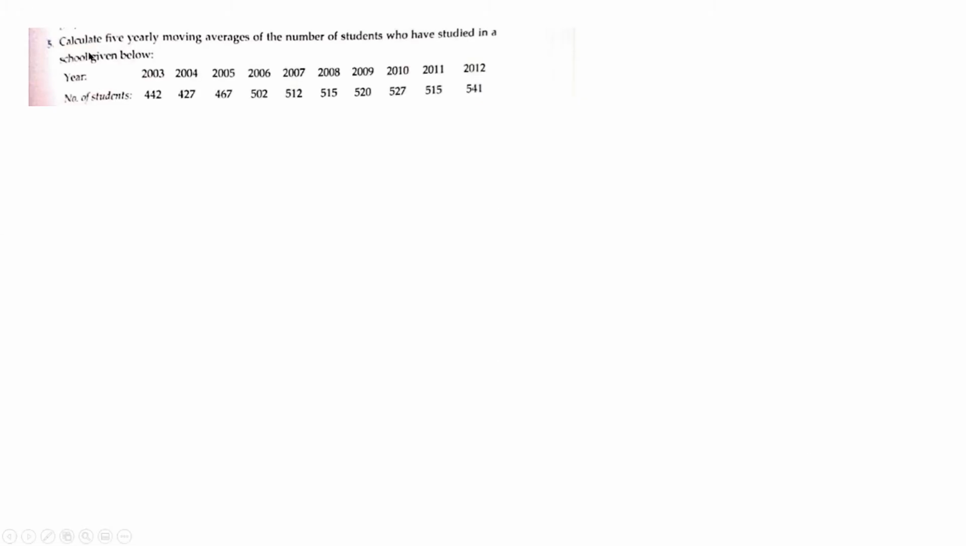Moving on to the next question. Calculate 5 yearly moving averages of the number of students who have studied in a school given below. So for the years from 2003 to 2012, the number of students who have studied is given here. We need to calculate the 5 yearly moving average.